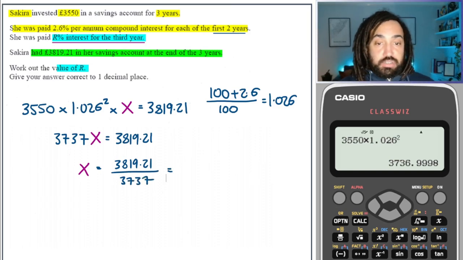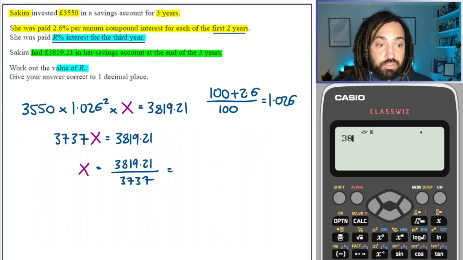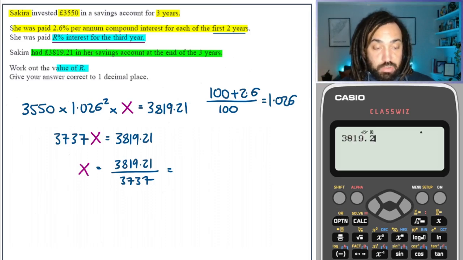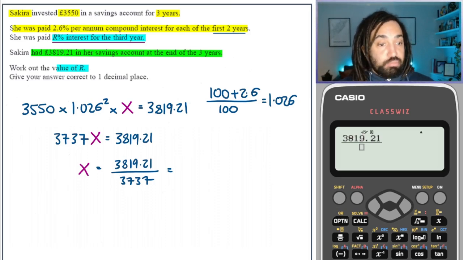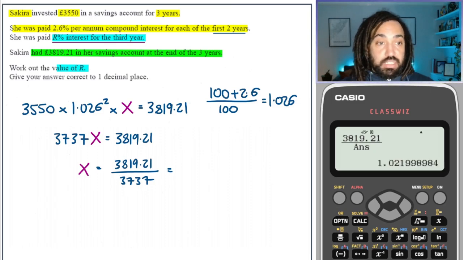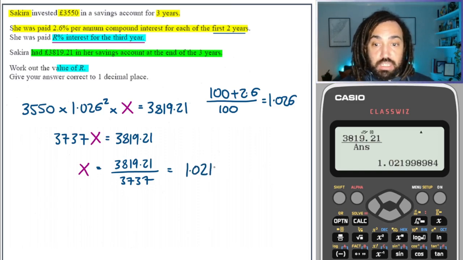Okay, so I can do that by just doing 3819.21 divided by the previous answer stored in my calculator, and we get 1.02198, which is approximately, rounded, 1.022.